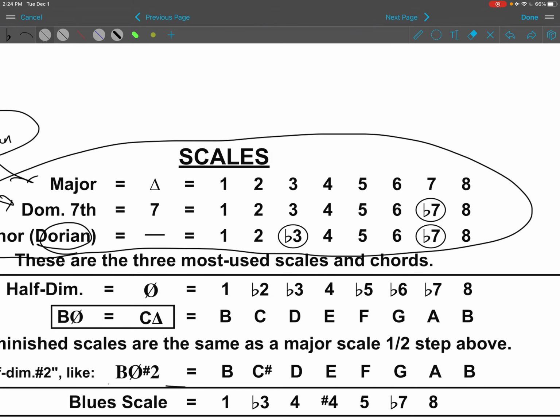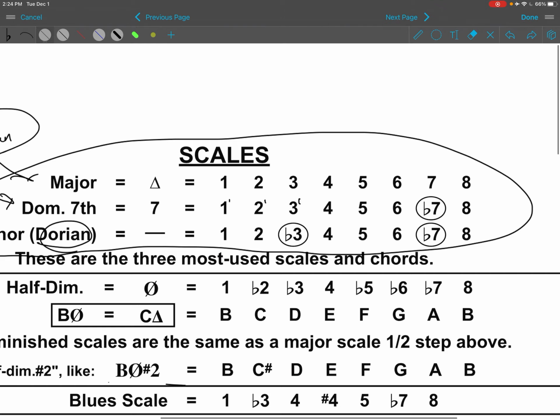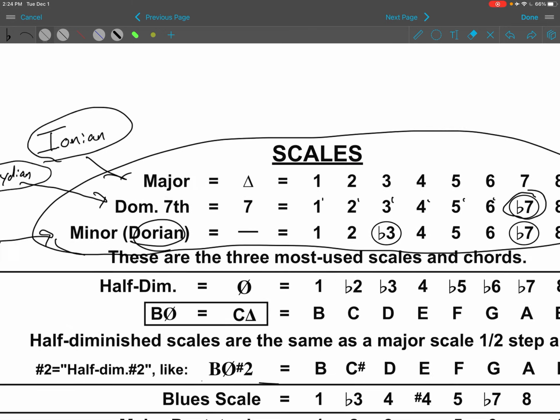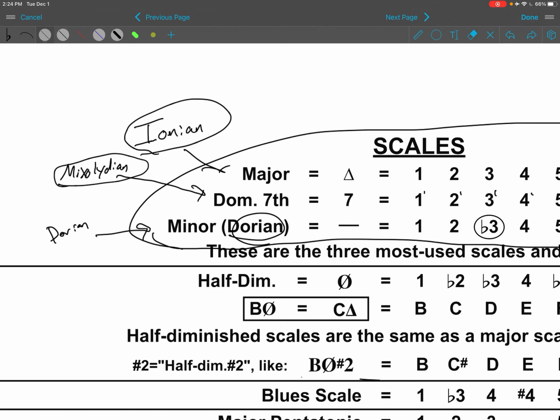It's the same as a major scale, so it's got 1, 2, 3, 4, 5, 6, 7, 8, but our seventh is now flat. Okay, so that means that it's a little bit lower, and that gives us that dominant sound. But we'll never say something like play the dominant scale or solo using the dominant scale. We would say use the Mixolydian scale. So that's the name of that.